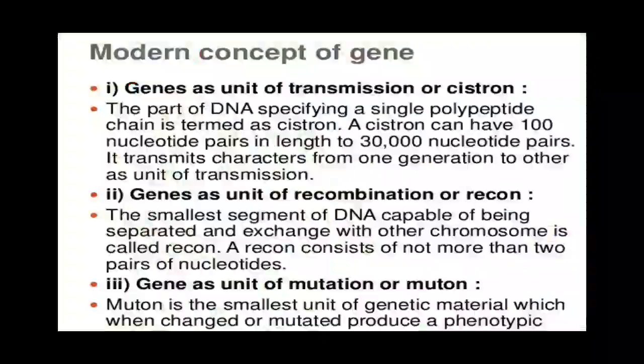Next, it is a unit of recombination, or recon. That means a gene is a specific region of the chromosome determining a distinct trait in the organism. A small segment of DNA capable of being separated and exchanged with another chromosome is called a recon. And then it is a unit of mutation, or muton. That means the smallest unit of genetic material which, when changed or mutated, produces a phenotypic trait.